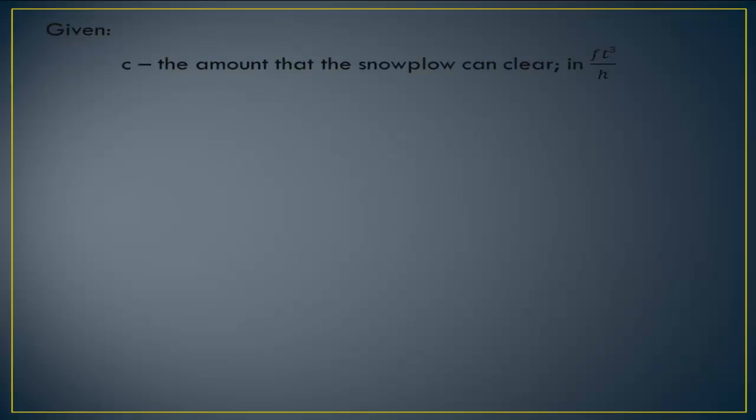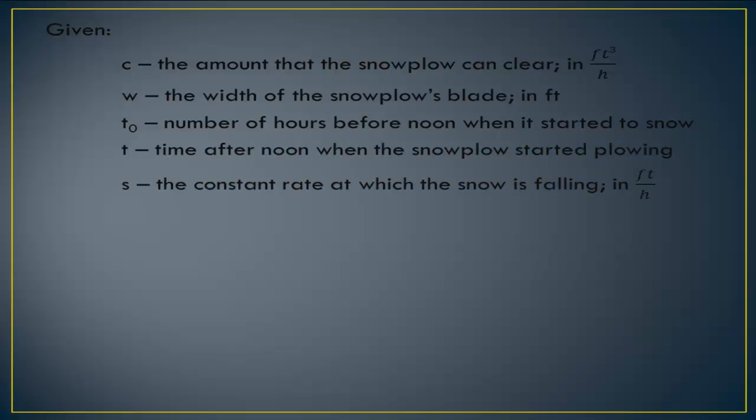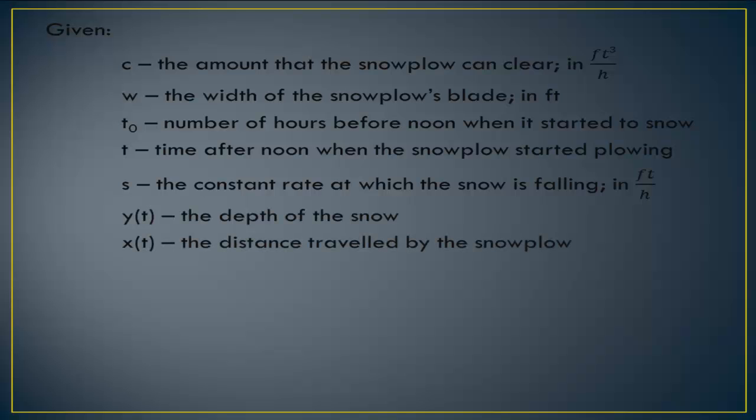C is the amount the snowplow can clear in feet cubed per hour. W, the width of the snowplow's blade in feet. T sub 0, the number of hours before noon when it started to snow. T, the time after noon when the snowplow started plowing. S, the constant rate at which the snow is falling in feet per hour. y(t), the depth of the snow. x(t), the distance traveled by the snowplow.